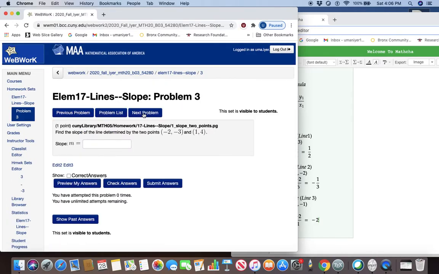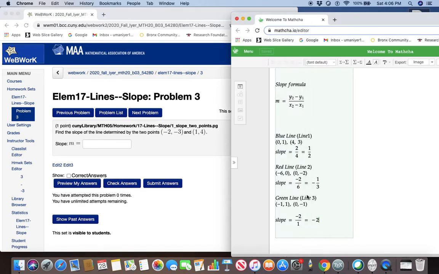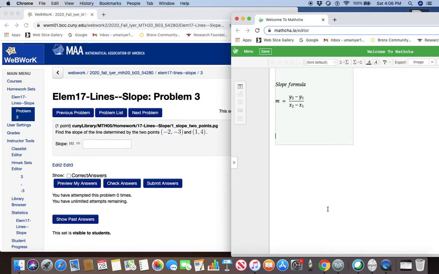Next. Okay. Find the slope of the line determined by these 2 points. So we really need to use the points. The first point is -2, -3, and the second point is 1, 4. What do these mean? You can choose either one of them to be your first point. First point is x1, y1. Second point is x2, y2.